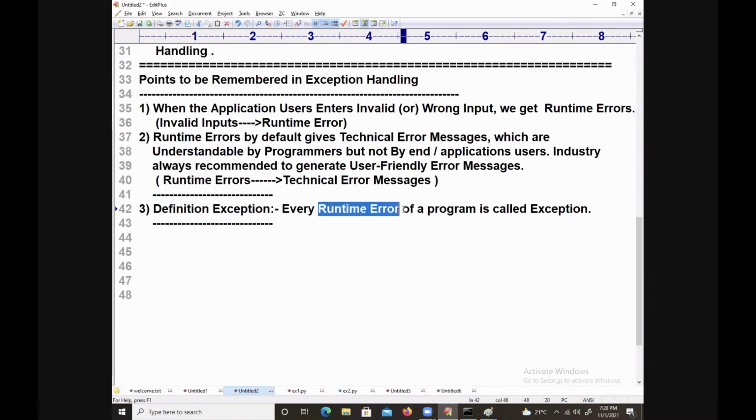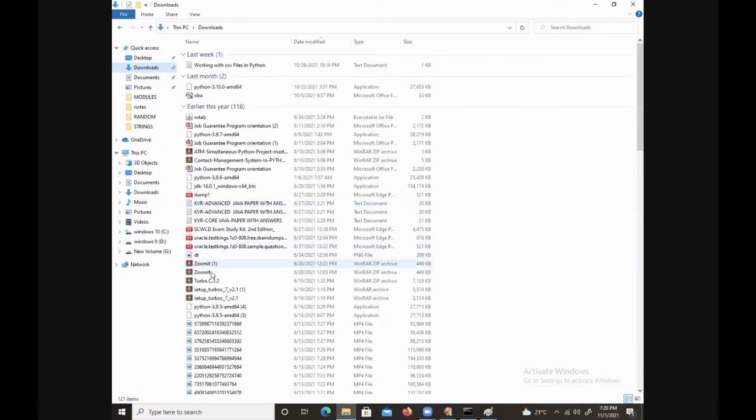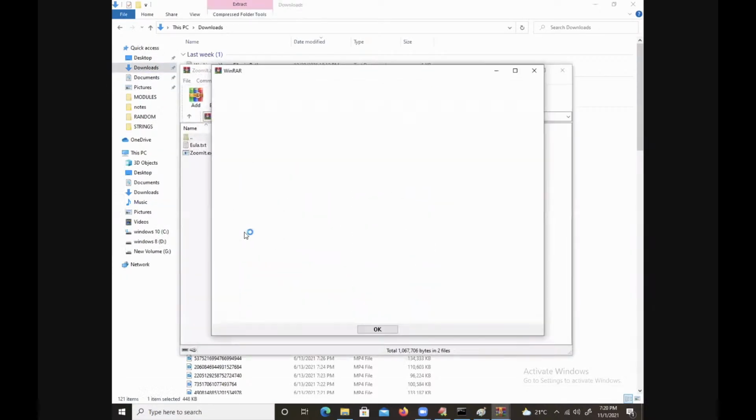Every runtime error of the program is called what? Exception. See, my dear students, I am writing one equation for your clarity. Every invalid input is called what? Runtime error. Every runtime error of the program is called what? Exception. Now tell me, if you really follow me, one point I want to say. Let me take one small pointer in my class.